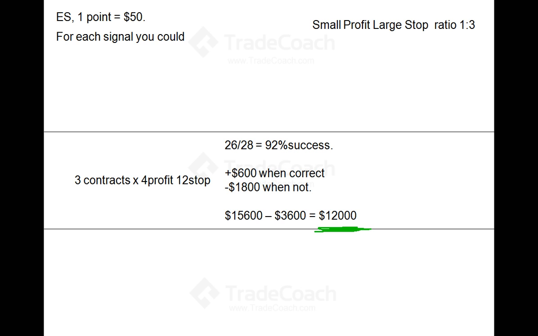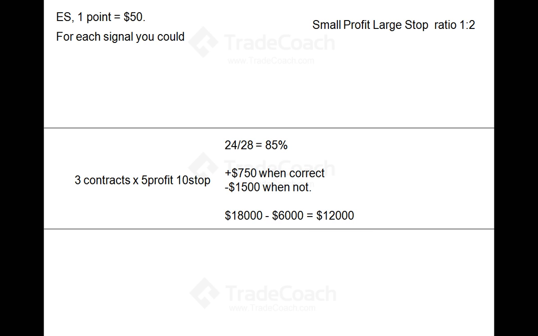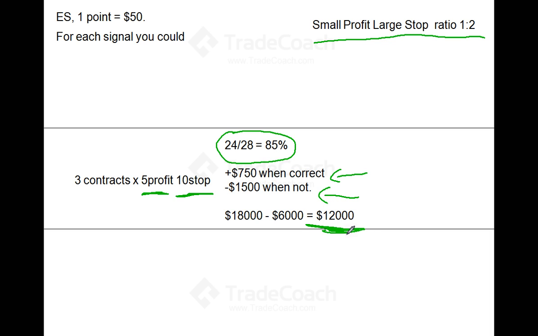Interesting, let's keep going. That was a 1 to 3 profit to stop. Let's go to a 1 to 2 profit to stop. So we've got a 5 profit, 10 stop. We're running 85% success. We've had 4 stop outs in a row. $750 when we're correct, minus 1,500 when we're not. What did it come to? 12 grand. Same amount of money at the end of the day after 6 months and after 28 trades. It was a particular monkey system. Sometimes I had 1 trade a month, sometimes I had 8 a month. Let's keep going with this.